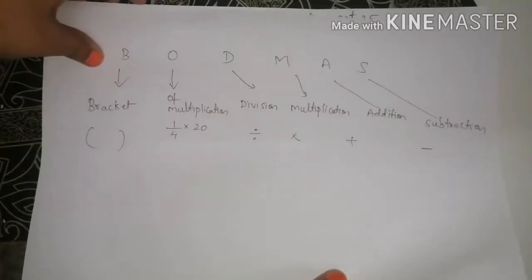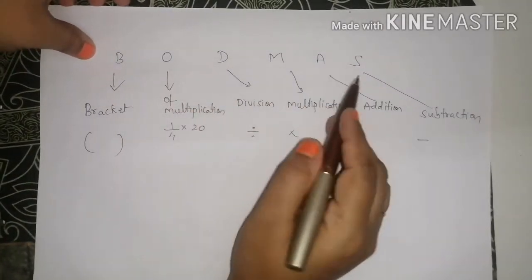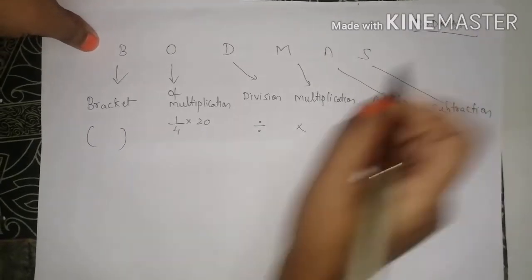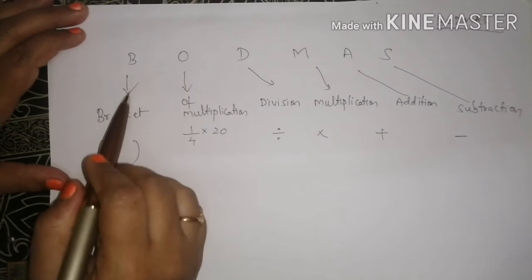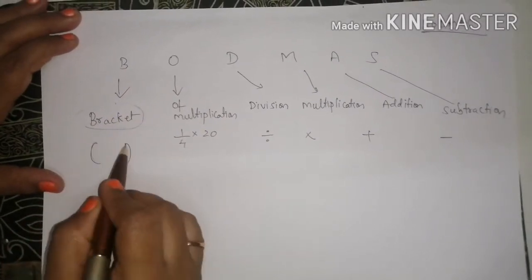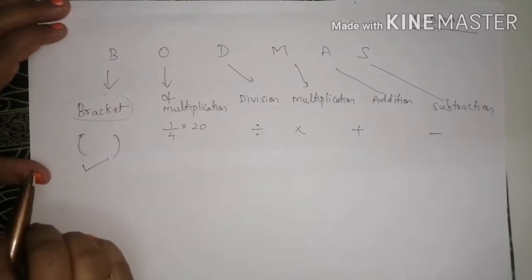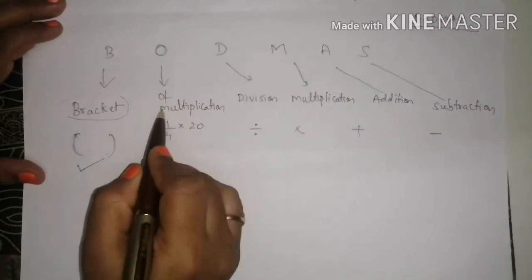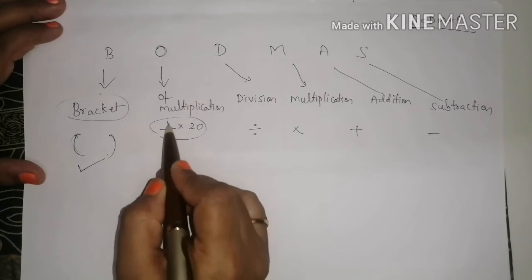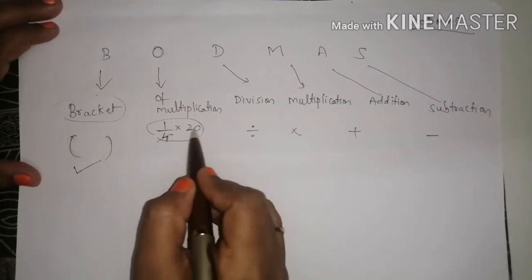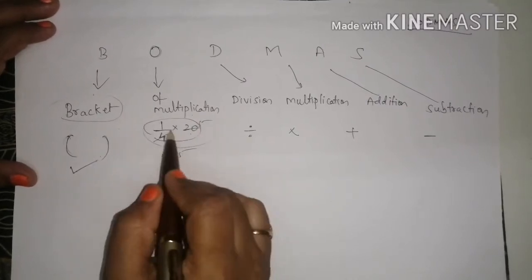See, I have written BODMAS. This rule is BODMAS. What is the full form of this? How to solve it? B means brackets. If there are brackets in the expression, first you have to solve the bracket. After that, O means of, multiplication. If such a multiplication is there, after brackets you have to solve that. 1/4 of 20 will be 4, since 4 5s are 20. Like this you have to solve.